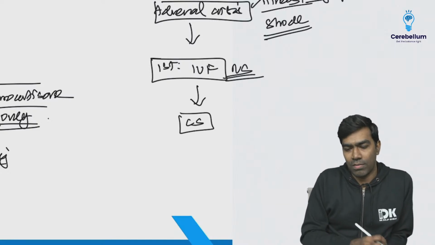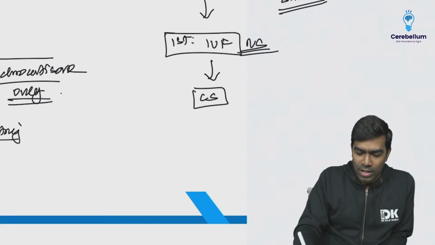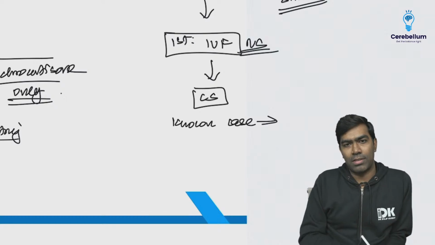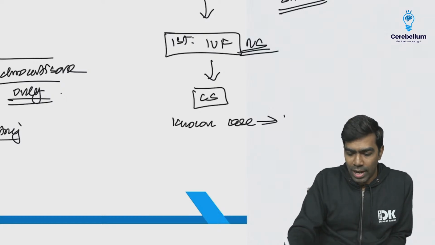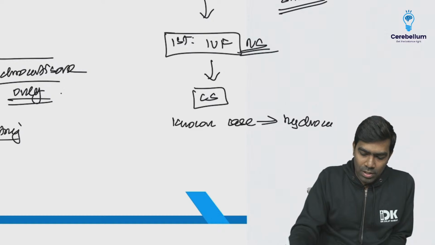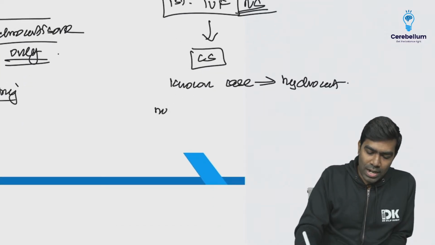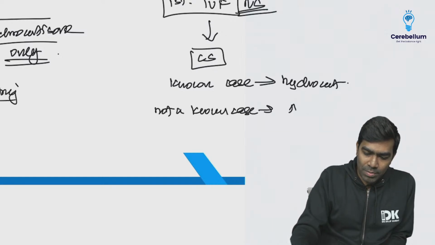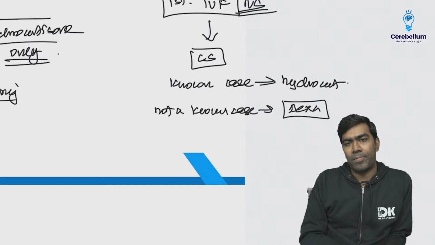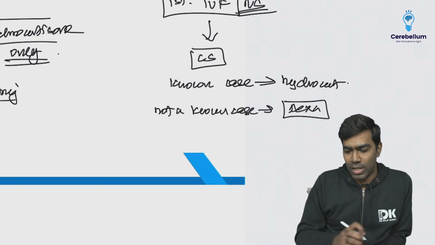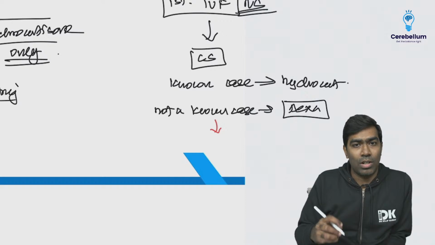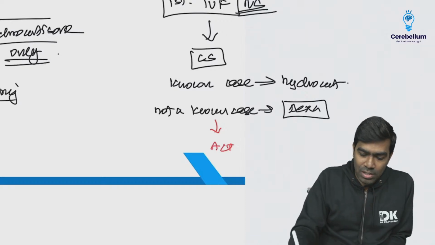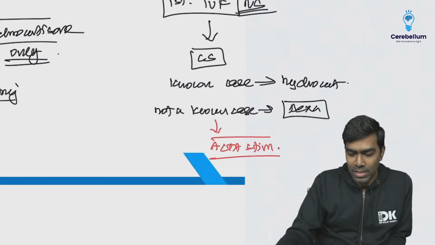What corticosteroids do you have to give? If the patient is a known case of adrenal insufficiency, then I'm going to use hydrocortisone itself. If the patient is not a known case of adrenal insufficiency, I'm going to use dexamethasone. You can ask why I have to use dexamethasone if the patient is not a known case. Because if the patient is not a known case, the next step is ACTH stimulation test, because you need to diagnose whether the patient is having adrenal insufficiency or not. So I'm going to perform ACTH stimulation test.